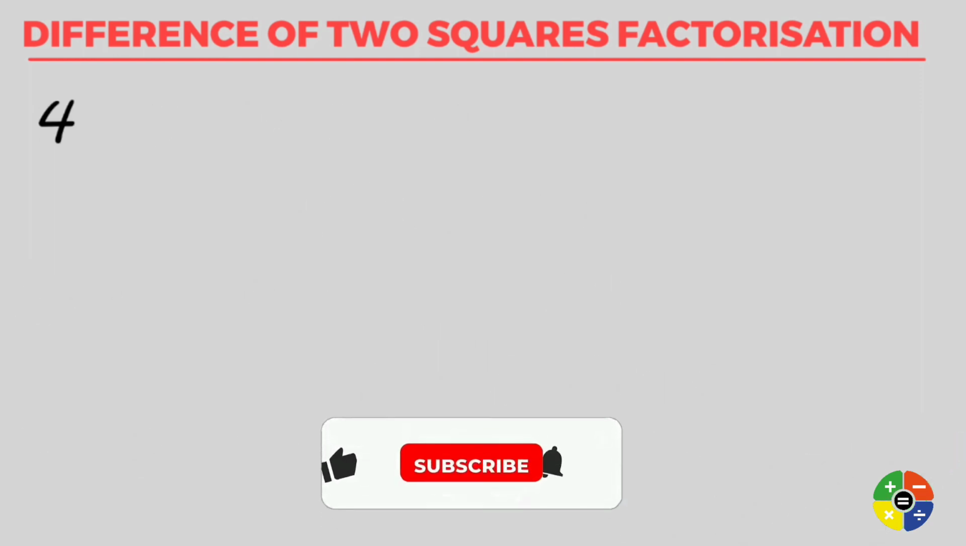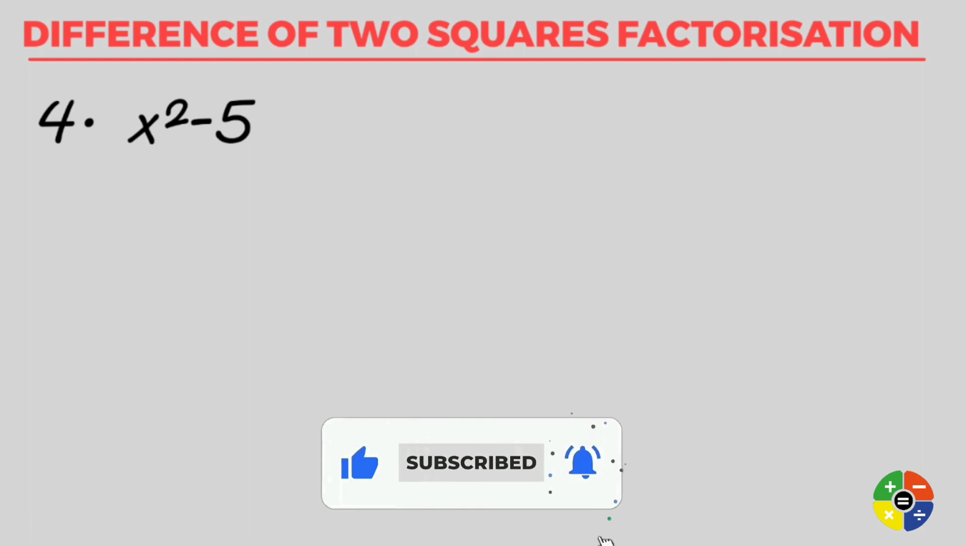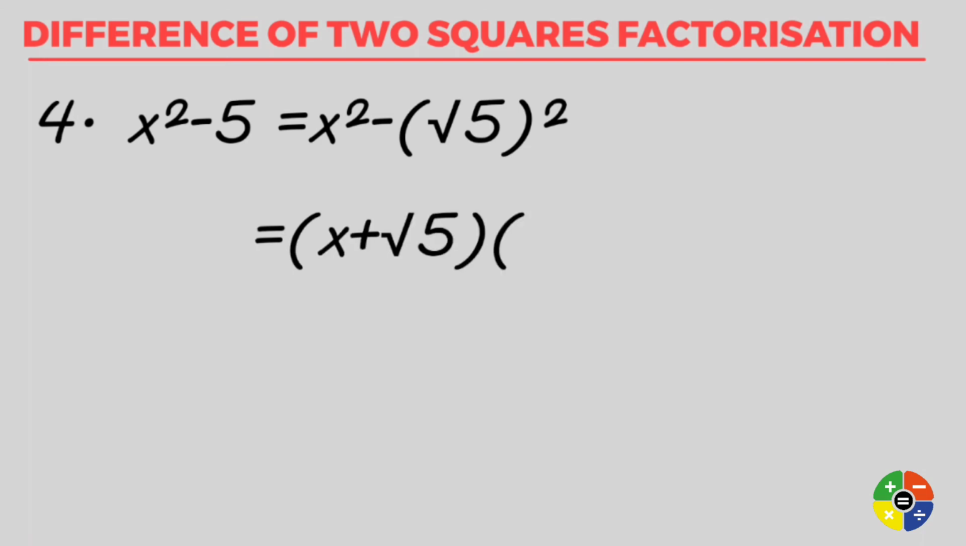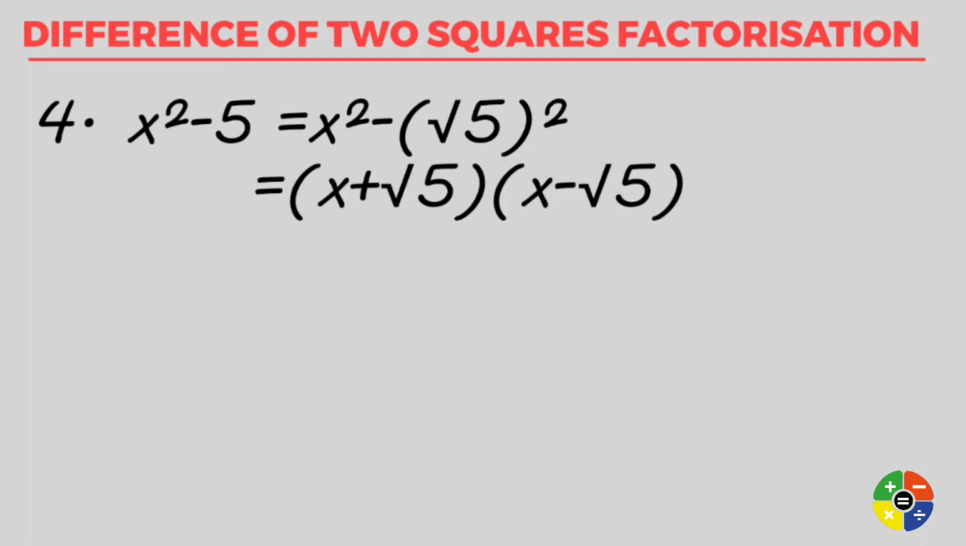What about x squared minus 5? I know what you are thinking. Even though 5 is not a perfect square, it can be written as root 5 all squared. Therefore, x squared minus 5 becomes x squared minus root 5 all squared. Applying the difference of two squares, we get x plus root 5 into x minus root 5.